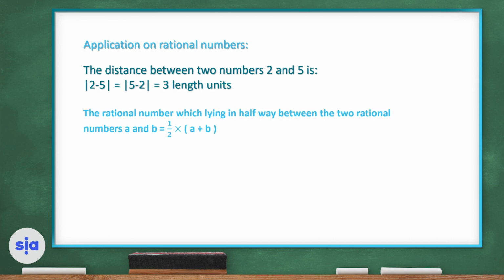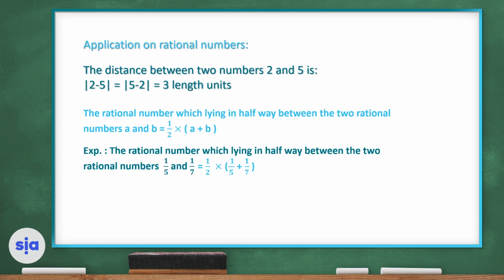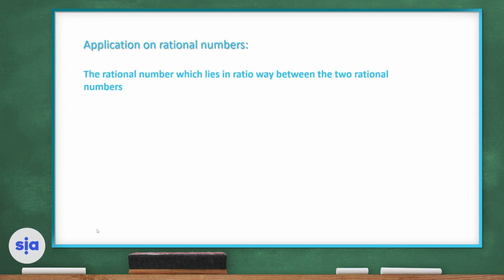The rational number which lies halfway between the two rational numbers a and b is half times a plus b. For this example, the rational number which lies halfway between the two rational numbers 1 over 5 and 1 over 7 is half times 1 over 5 plus 1 over 7, then the result will be 1 over 70.